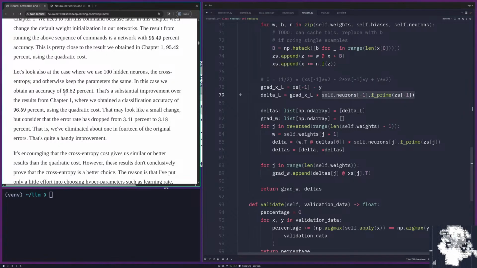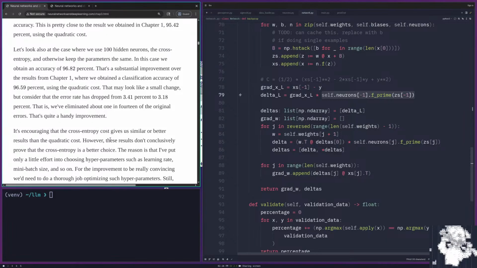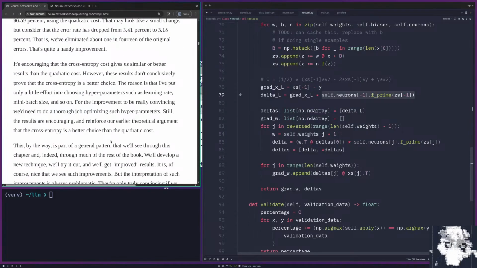That's a substantial improvement over the result from chapter 1, where we obtained a classification accuracy of 96.59% using the quadratic cost. This may look like a small change, but consider that the error rate has dropped from 3.41% to 3.18%. That is, we've eliminated about 1 in 14 of the original errors. That's quite a handy improvement. It's encouraging that the cross entropy cost gives us similar or better results than the quadratic cost.